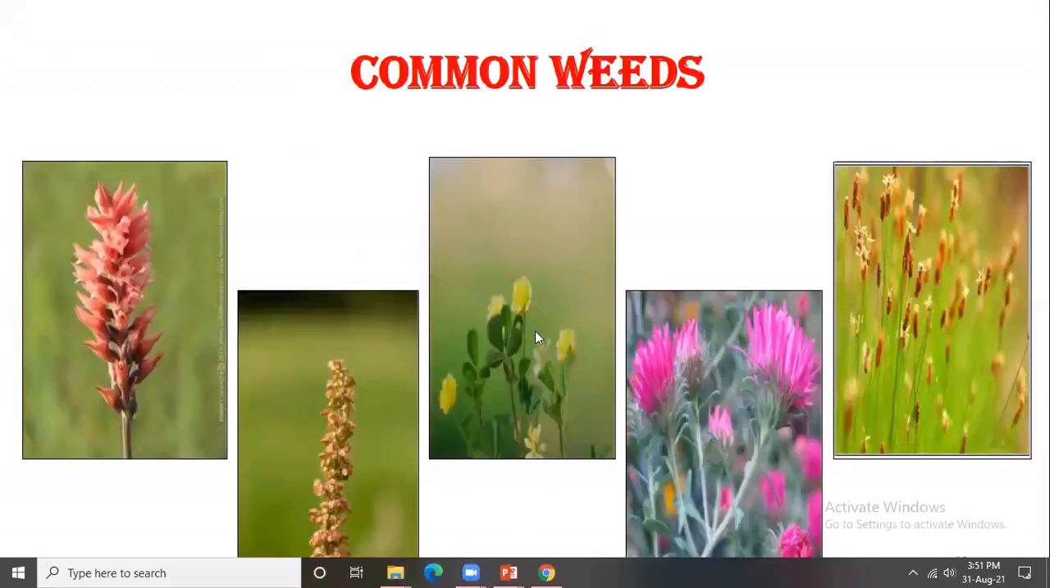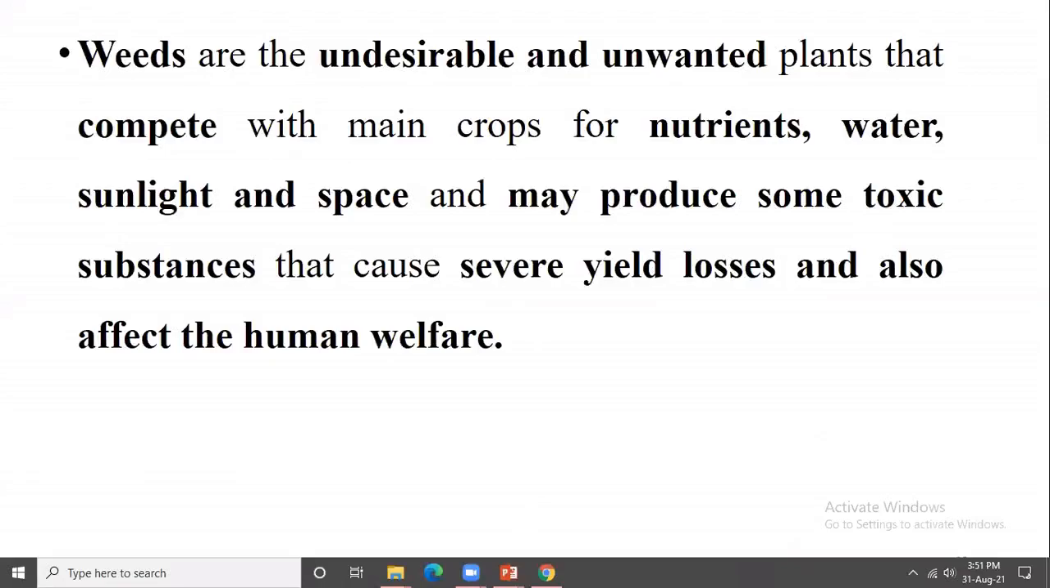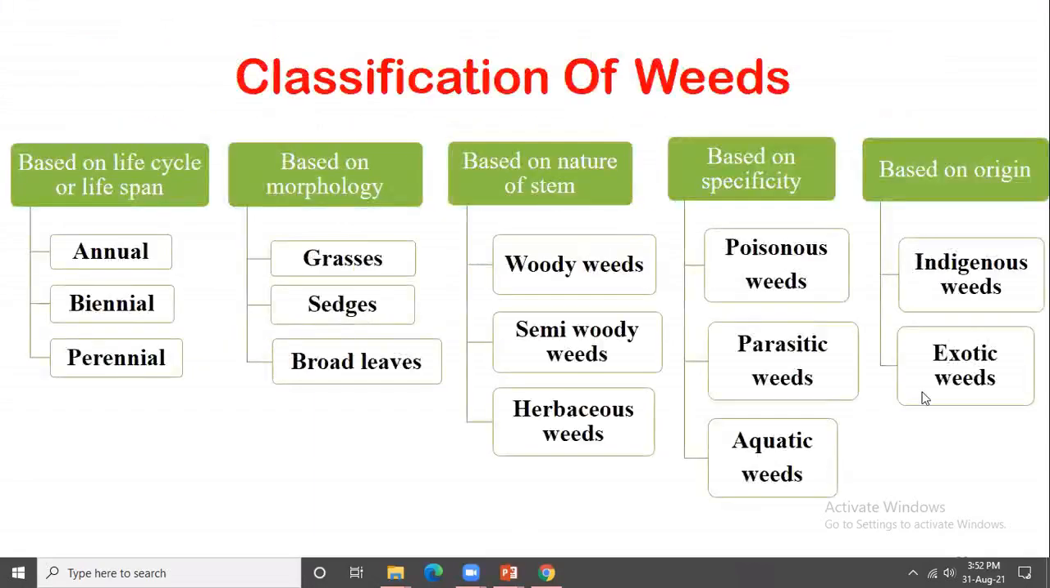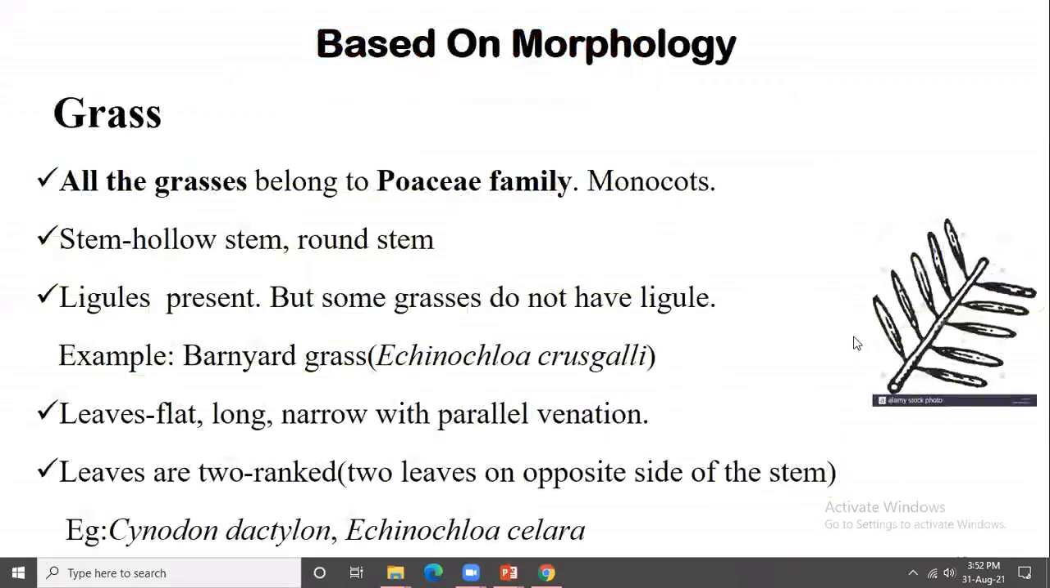And then we will study common weeds. What is undesirable? What is unwanted? What is the competition for nutrition, water, sunlight, space? What are the effects of producing toxic substances, yield loss, and some other effects. And it directly or indirectly affects humans, because humans eat a lot of plants in one day. So like that. Okay, then the classification of weeds: lifespan, morphological, stem, specificity and origin.